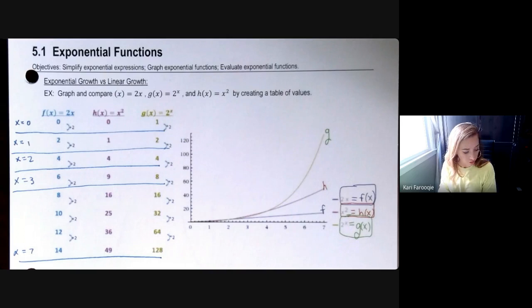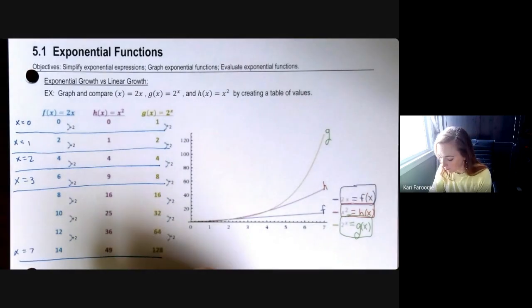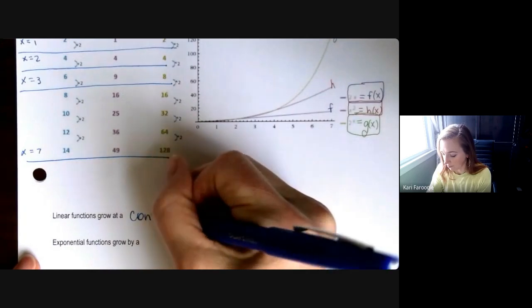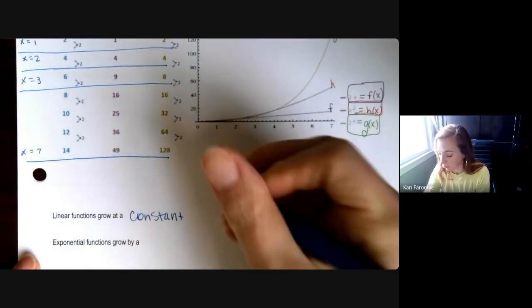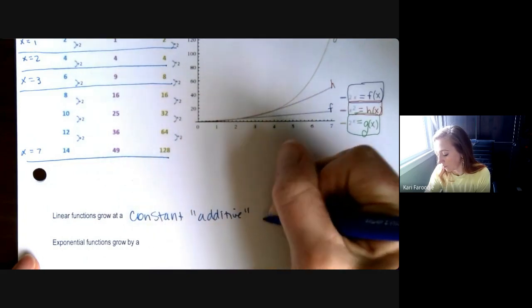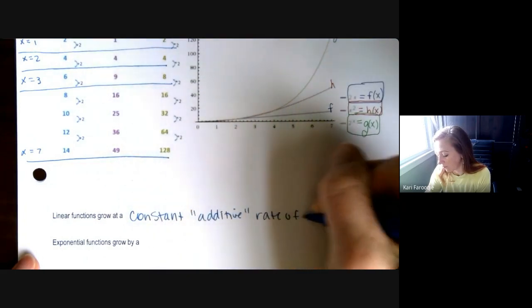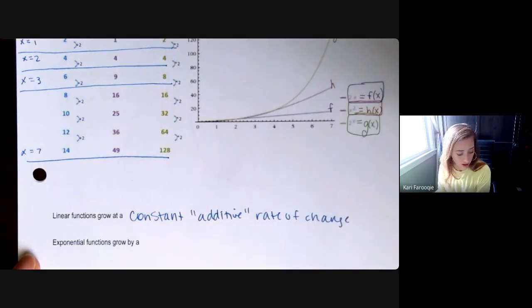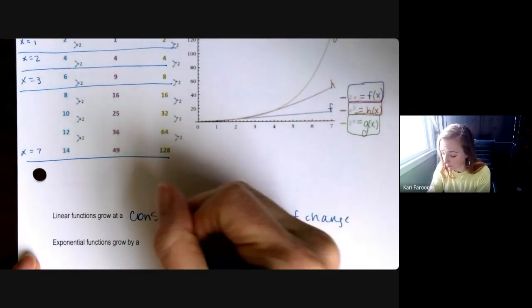Linear functions grow at a constant or additive rate of change. Exponential functions grow by a constant multiplicative factor.